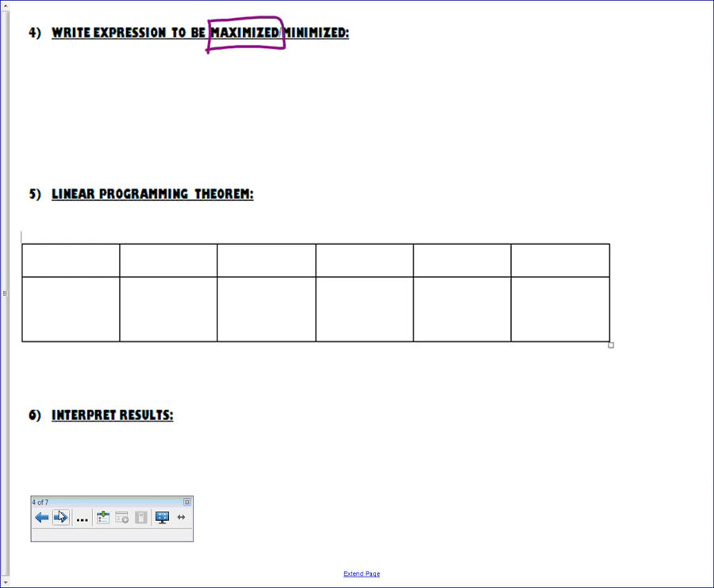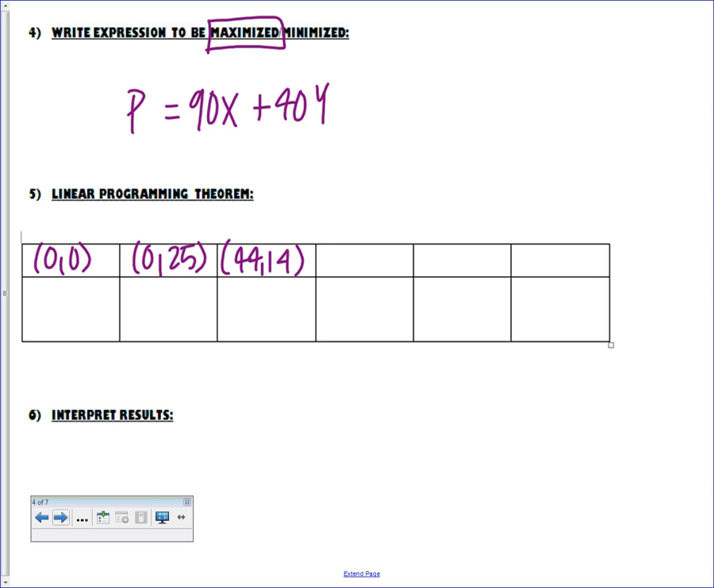So the profit is talking about, it was $90 for the ring. So 90x for the ring plus $40 for the pendant, which is y, will equal my profit, and that's what we're trying to maximize here. So now my answer is going to be one of those 4 ordered pairs from our feasible solution. So I'm going to write those all down. So we had 0, 0, we had 0, 25, we had 44, 14, and we had 53 and a third, 0. Okay, so those are the 4 we're going to use.